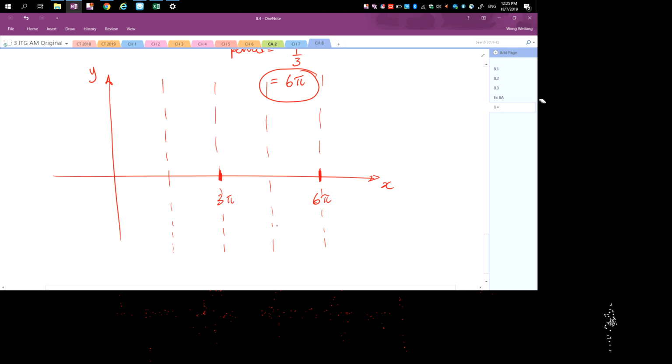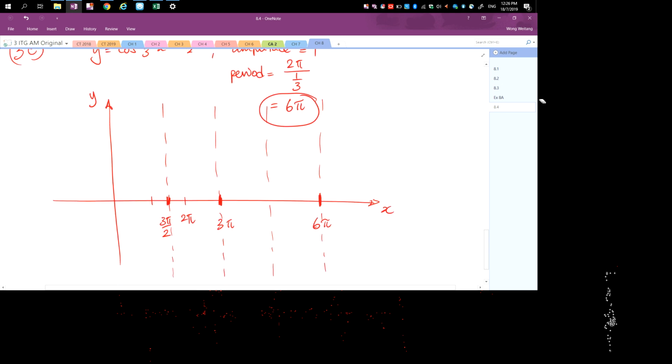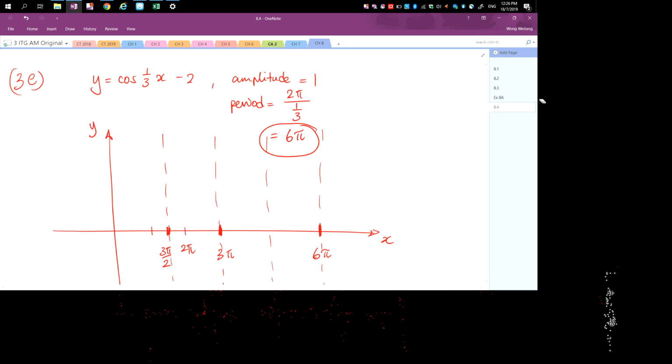If this is 3 pi, where is 2 pi? This is 1.5 pi, right? So 3 pi over 2. Where is 2 pi? Is it exactly in the middle? No, right? It is somewhere here. 2 pi. Okay? The reason why I'm drawing the full cycle is because I want to make sure I have the correct shape. So now for the graph of cosine 1/3 x, it's the same shape as cosine x.